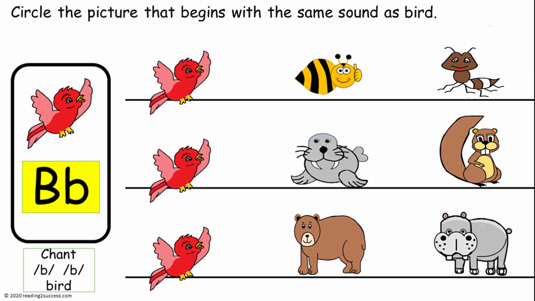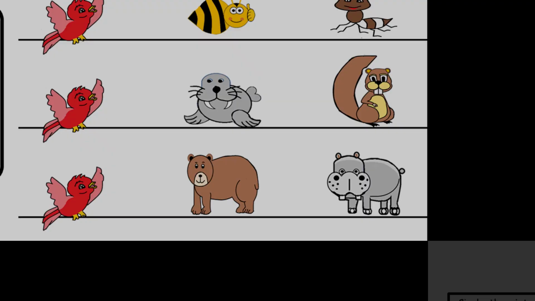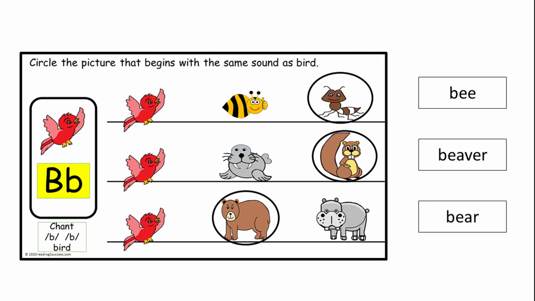Now kids have to circle the picture that begins with the same sound as bird. So we see in the first row a bee and an ant, in the second row a walrus and a beaver, and in the third row a bear and a hippo. So on each row, kids have to find the picture that begins with the letter B and sounds like B, bird. This is the completed practice page.